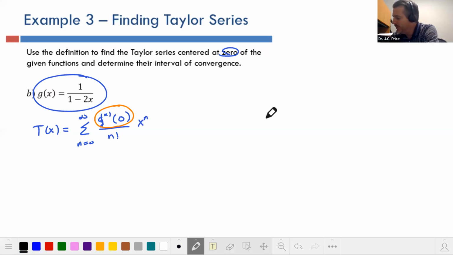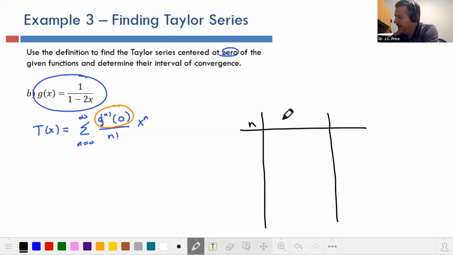So I'm going to make a table over here. So let's make this table. And so here's n. This will be my nth derivative of g of x. And then I'll plug in 0 in the next column. And so what happens when n is equal to 0? So now here, if you write this correctly, it's not too hard to do. So I'm going to write this as 1 minus 2x to the negative 1. And so the first one here is just the function. So 1 minus 2x to the negative 1.